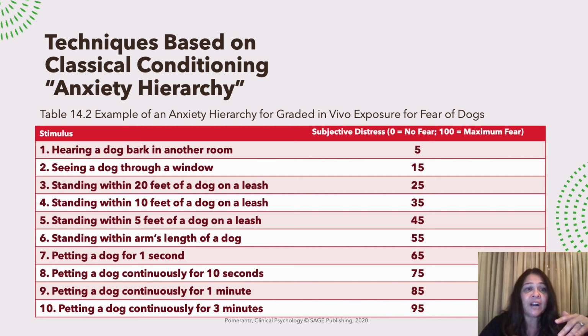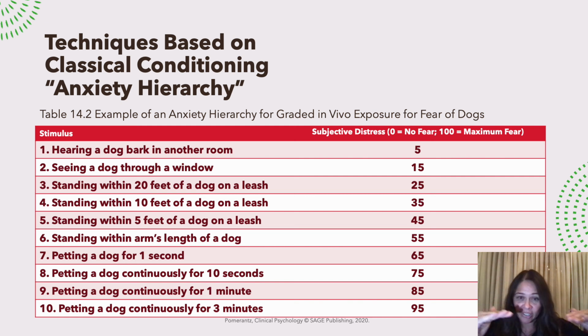If we go to number 5, standing within 5 feet of a dog on a leash, that, as you can see, starts to bring up the intensity of it. That person's subjective sense of fear standing within 5 feet of a dog on a leash is about a 45. Then we can go down to number 10. This is the most intense stimulus, petting a dog continuously for 3 minutes. This gives someone an intense measure of fear of a 95, where they would have intense distress.